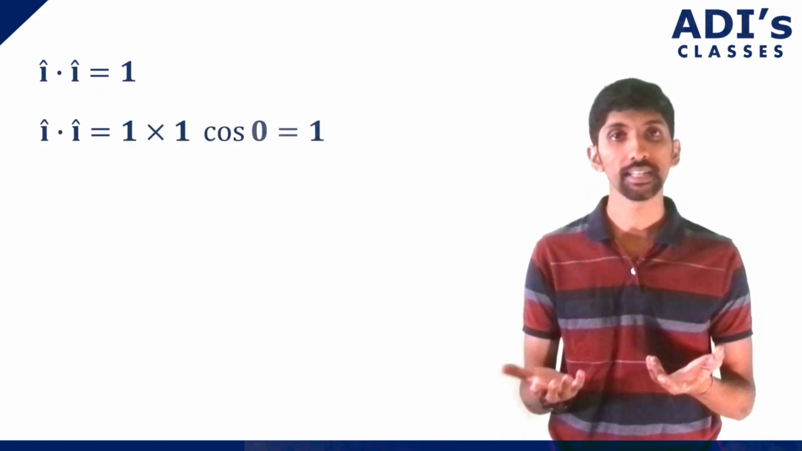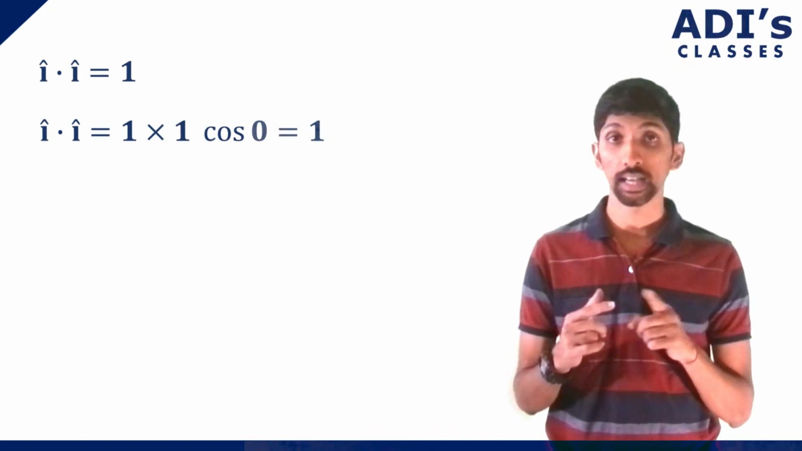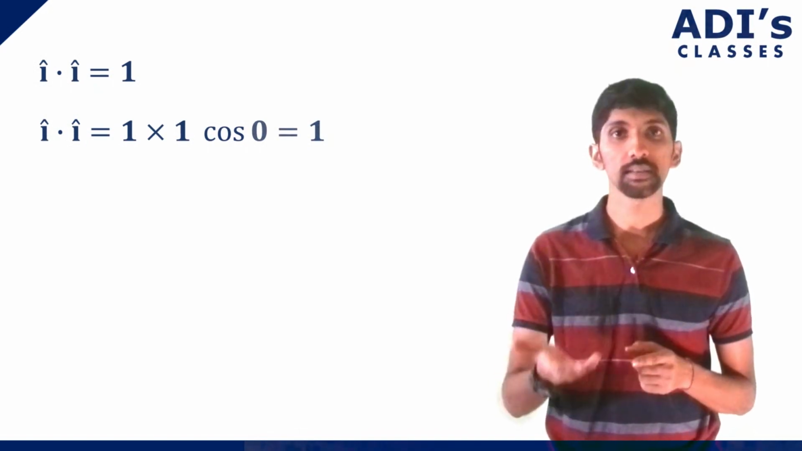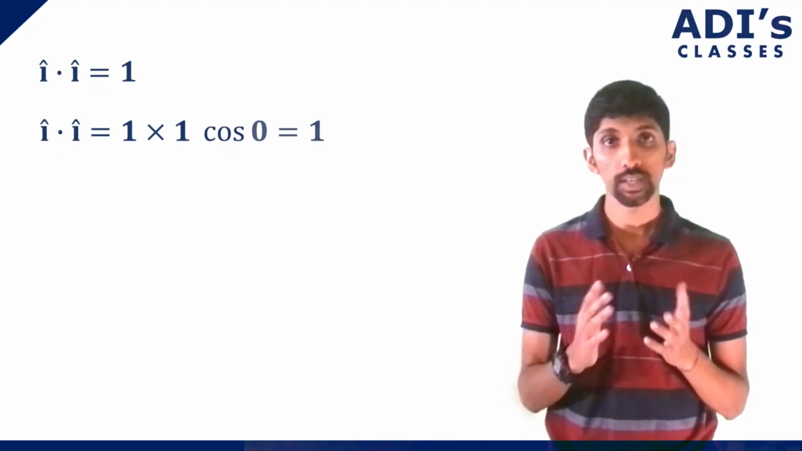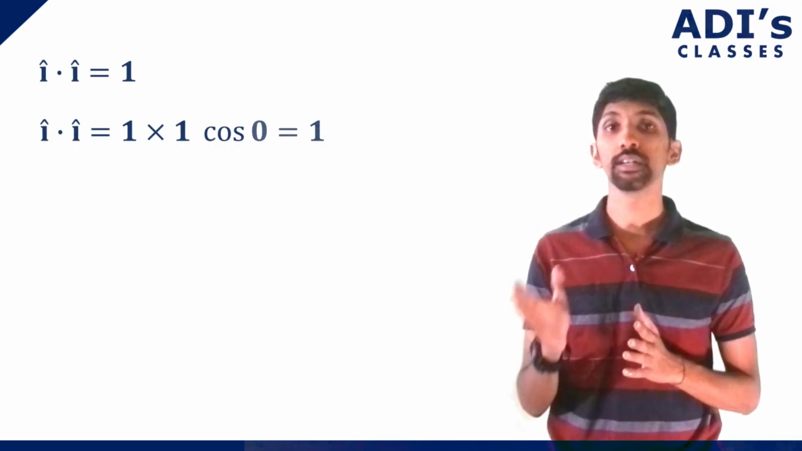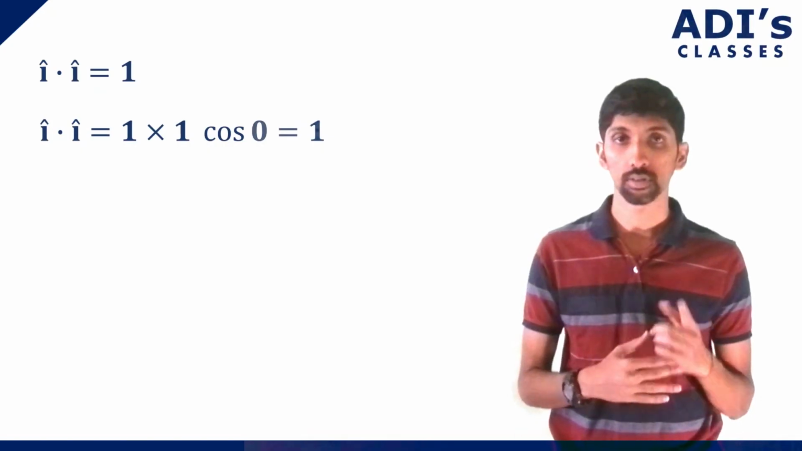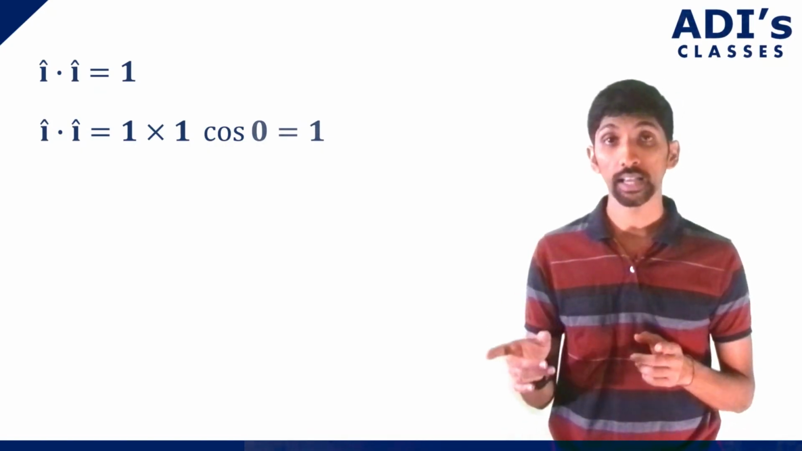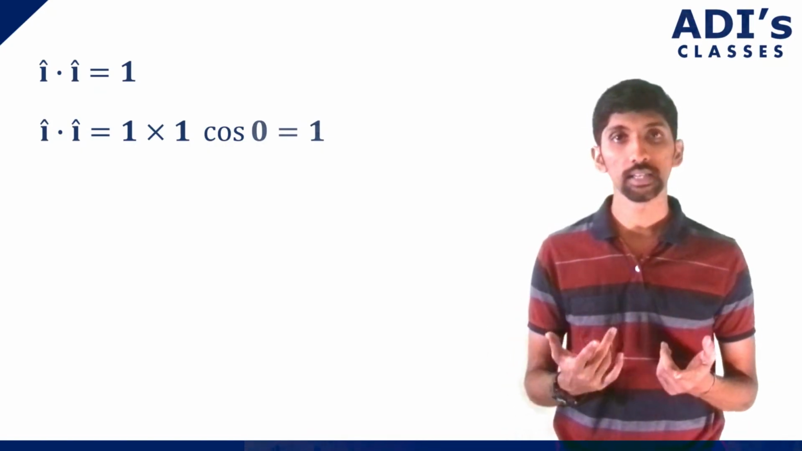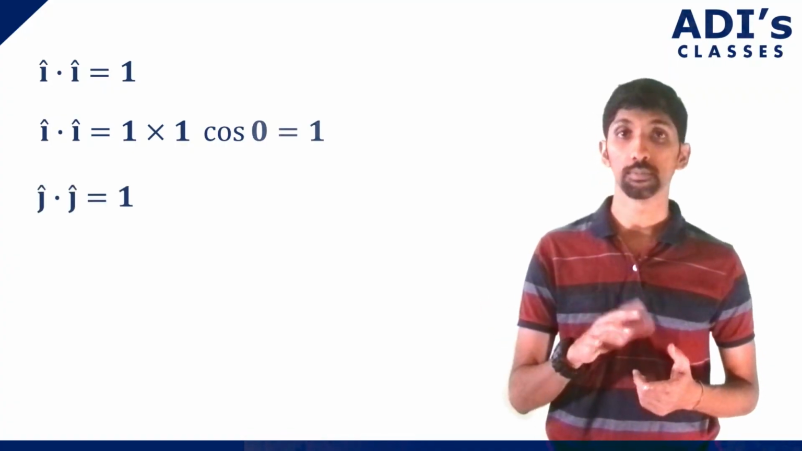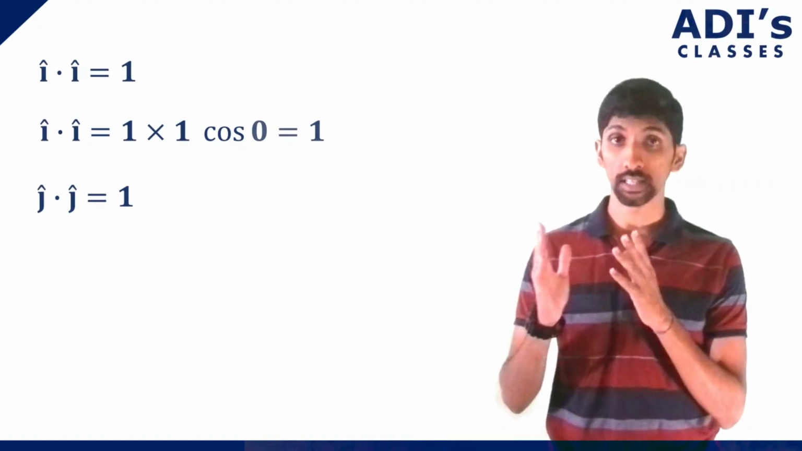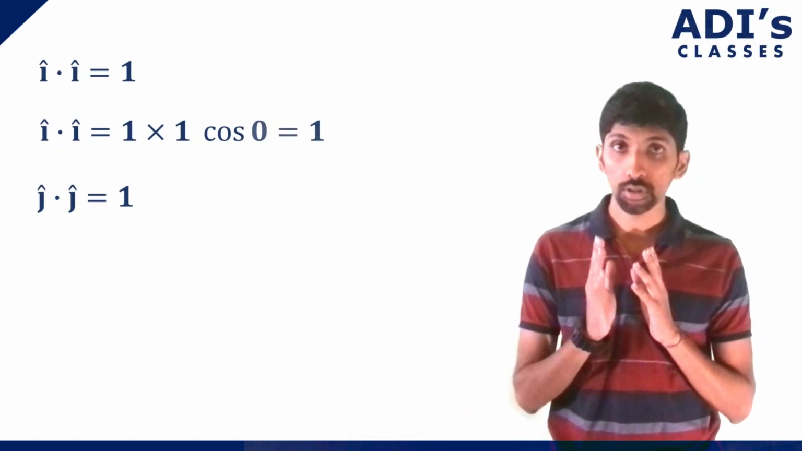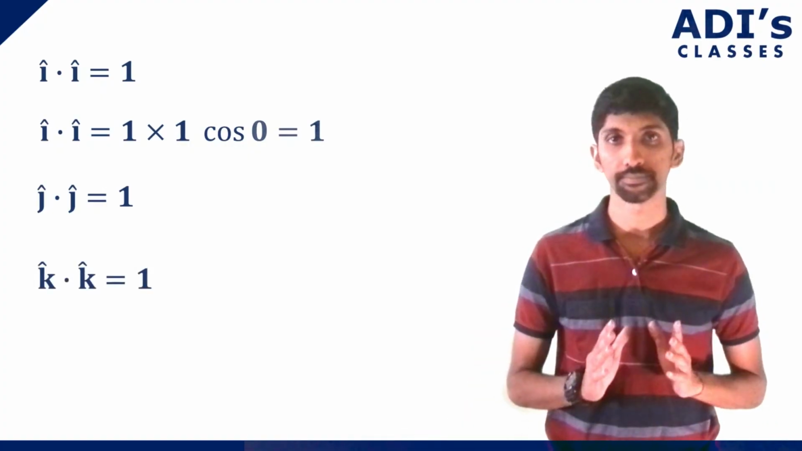Now think about why it is 0 degree. Because it's the same axis, right? So the angle between i and i is what? 0 degree. So we have i dot i as 1 into cos 0. Cos 0 is 1, so we get i dot i as 1. Similarly, j dot j and k dot k are both 1. So we can conclude that i dot i equals j dot j equals k dot k equals 1.